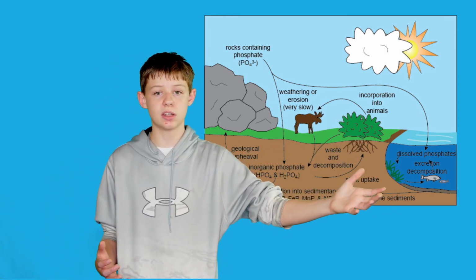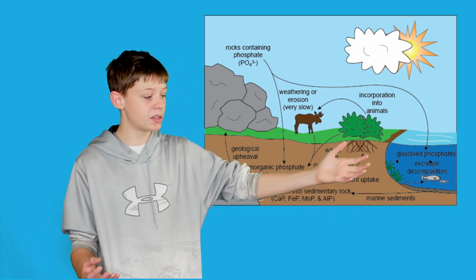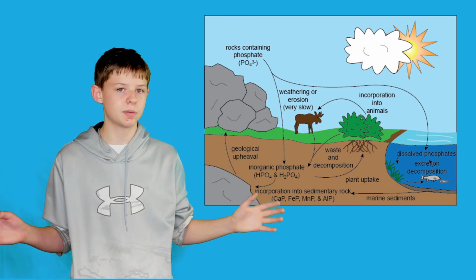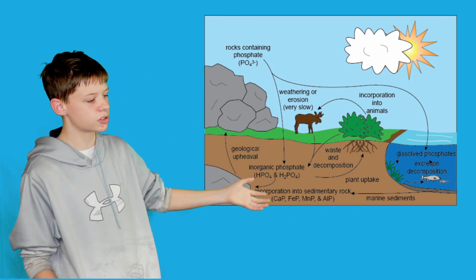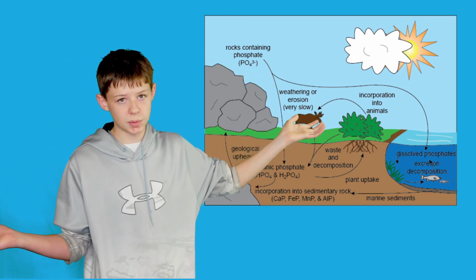other animals can eat it, excrete it, or decompose, and that will be put into marine sediment, which will then go into the incorporation of sedimentary rocks, which will cause a geological upheaval, just like the animals, and will lead to the beginning of the cycle.